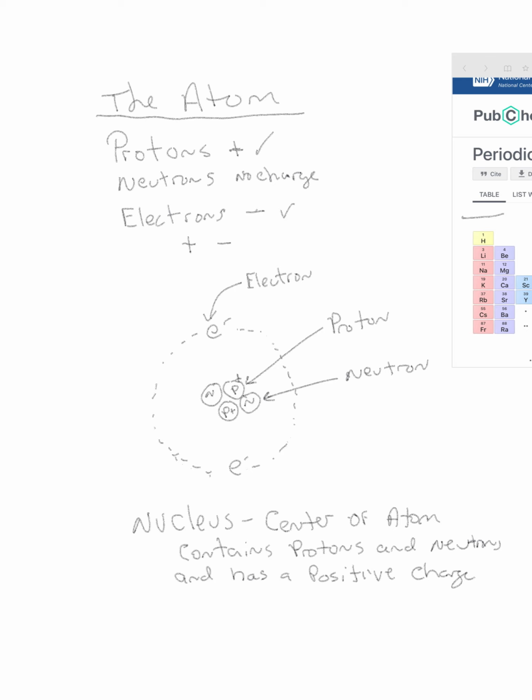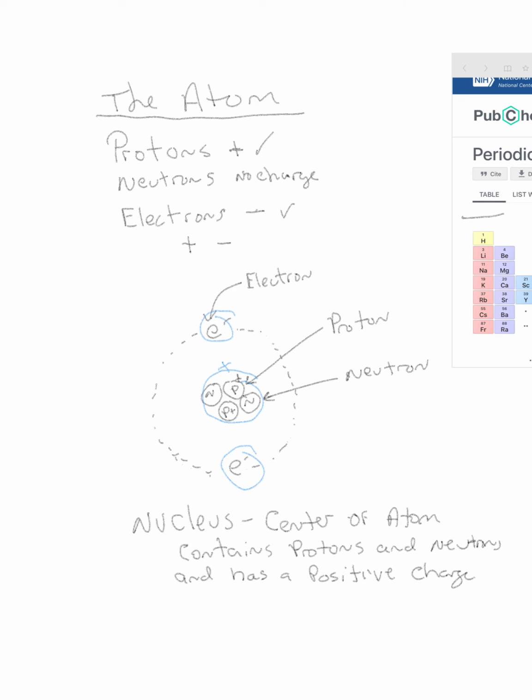So if you look at the atom, you notice that in this drawing that I made, the electrons are on the outside of the atom. All right. So here you have one here, and you have one here, and the protons and neutrons are in the center of the atom. The center of the atom is the nucleus. So the nucleus has the positive protons and the neutrons. The overall charge of the nucleus is positive, and that's actually what holds the atom together.